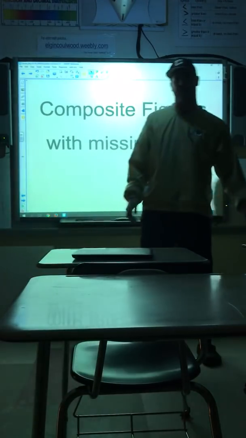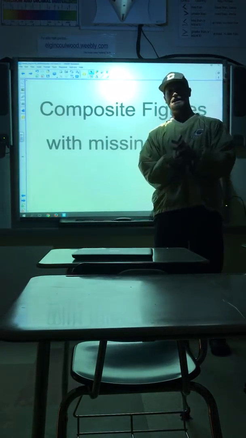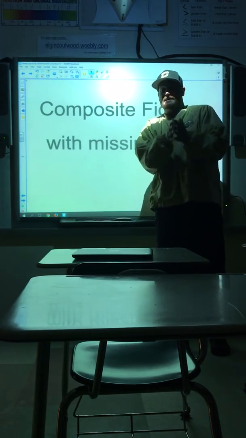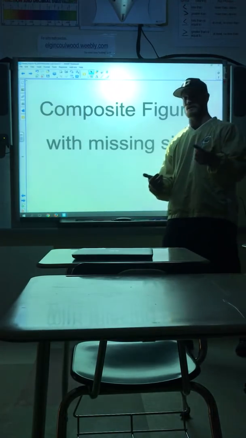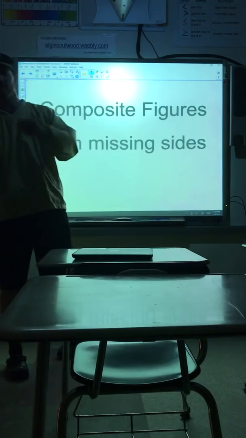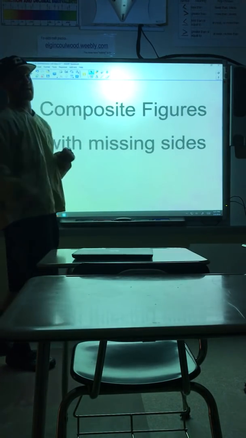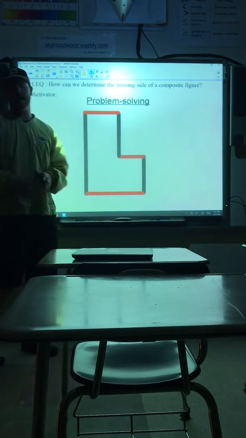In previous lessons, we talked about composite figures. Remember, composite figures are figures that are just combined shapes. They can be split up into two or more familiar basic shapes like triangles, rectangles, and so on. Today, the composite figures we're going to be looking at are L-shaped figures, so they can be split up into two rectangles.